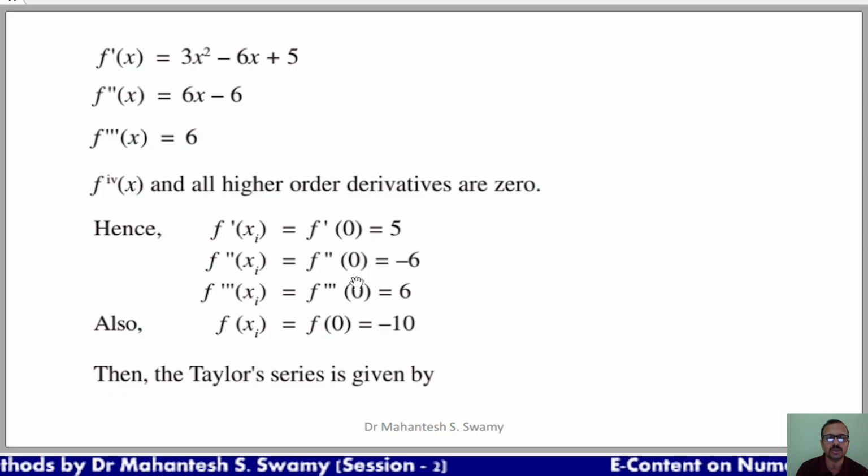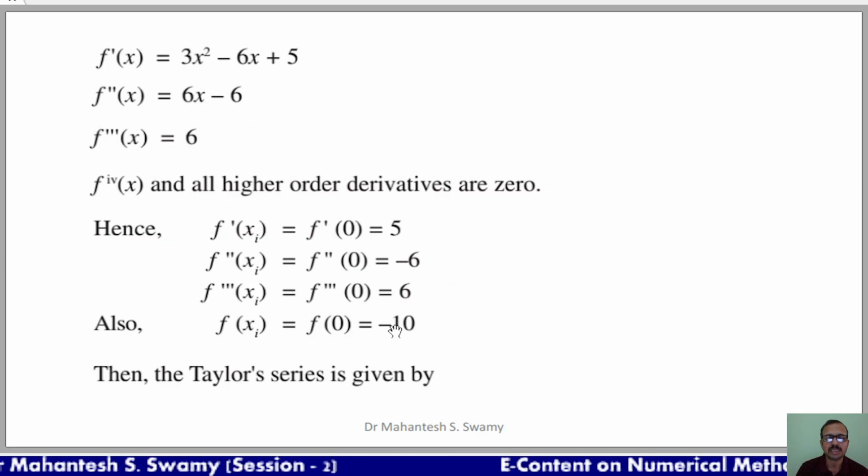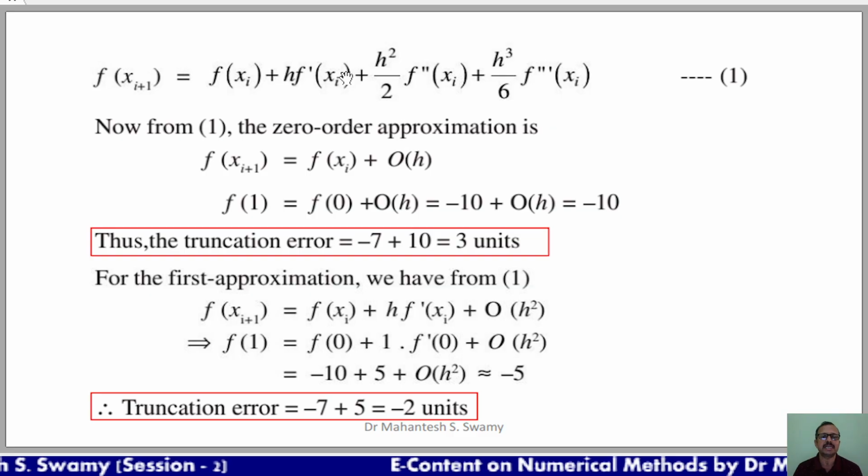Similarly, f double dash of 0 and f triple dash of 0 are evaluated. And what is f of 0? The function is given here in the question. F is this thing, you substitute 0, that we have seen. F of 0 is minus 10. Then the Taylor series is given by, so what is the Taylor series? This is the formula I have just shown you. In this you substitute all the values, and you will come to know what the Taylor series is.